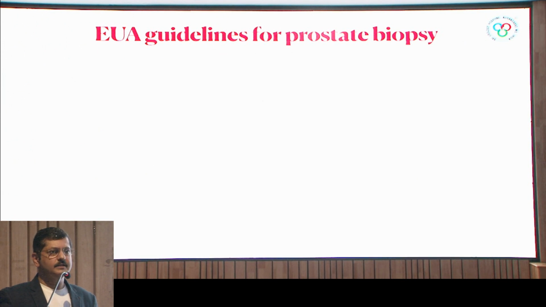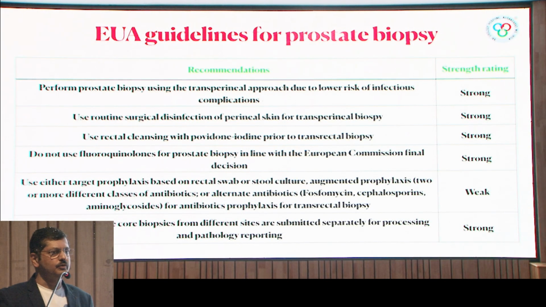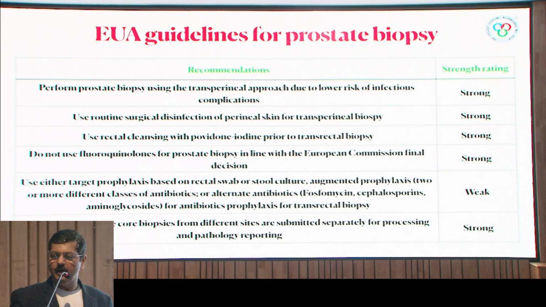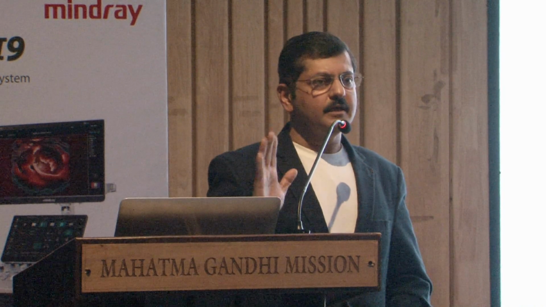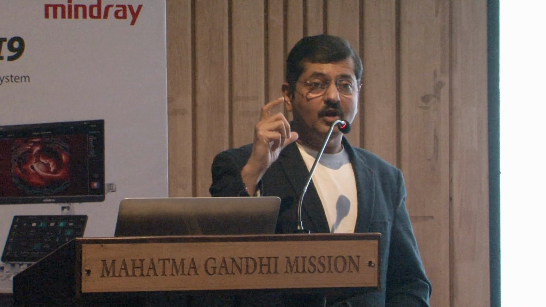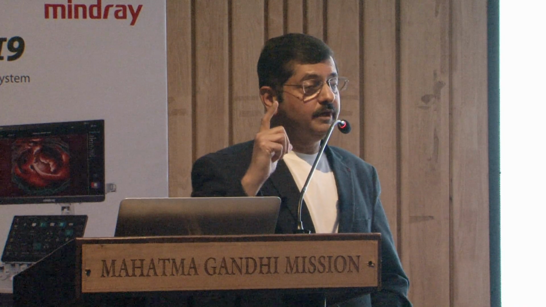So EUA guidelines have some very good practical points which you should know. Transperineal biopsy is always preferred over transrectal biopsy. If you are doing a transperineal biopsy, you clean the perineal skin properly with betadine. If you are doing a transrectal biopsy, you have to inject povidone iodine into the rectum. That also reduces the colonization of the bacteria.